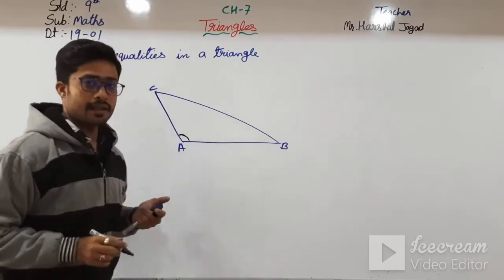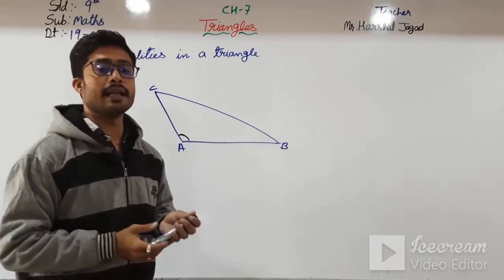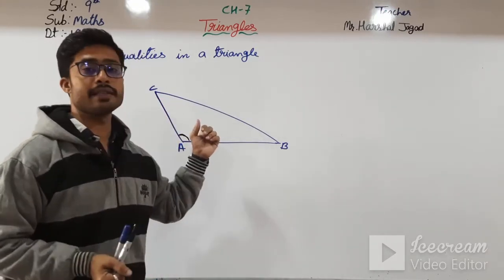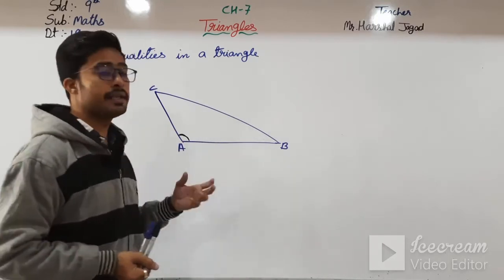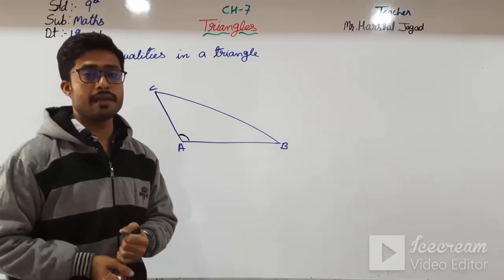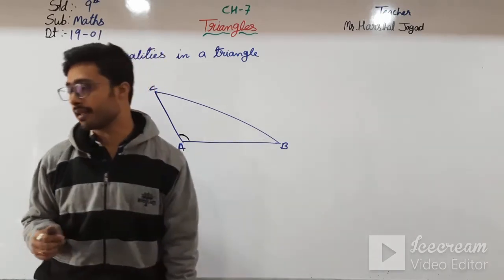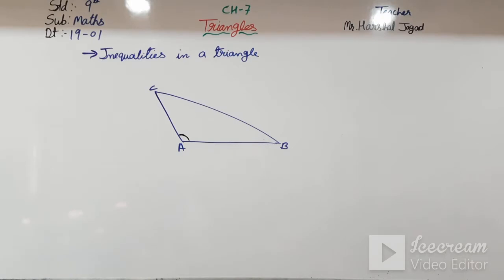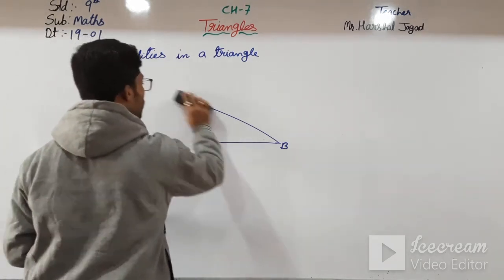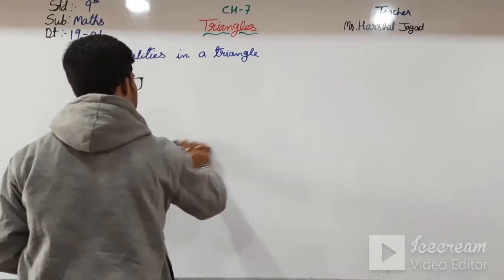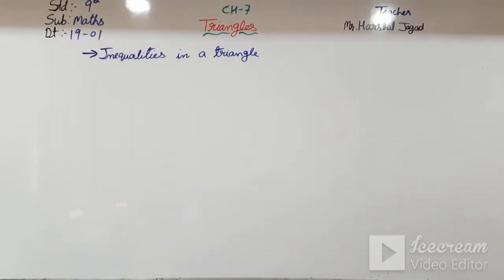The side which has the greatest length, its opposite angle will be larger. Okay, students, from that you can see a theorem is given. Let us see that, and first of all draw a drawing of it one by one. So first of all, I am writing the theorem on the board.